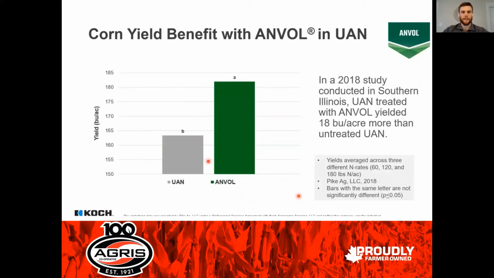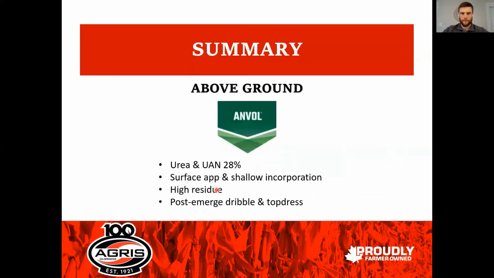Here's some yield data from Illinois, just to give you an idea of how it works. Here we have untreated UAN and then UAN treated with Anvil. As you can see, we're picking up 18 bushels on average here.